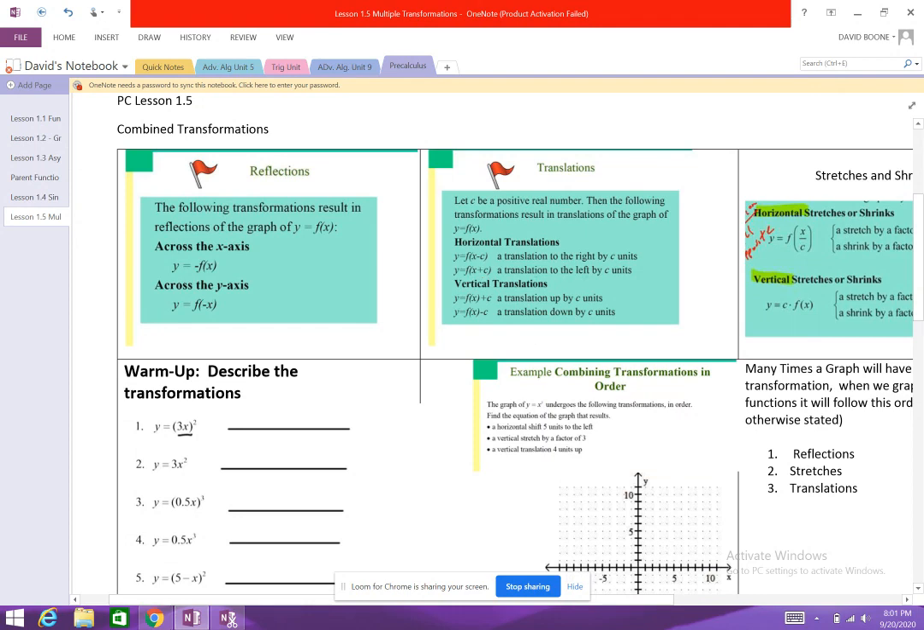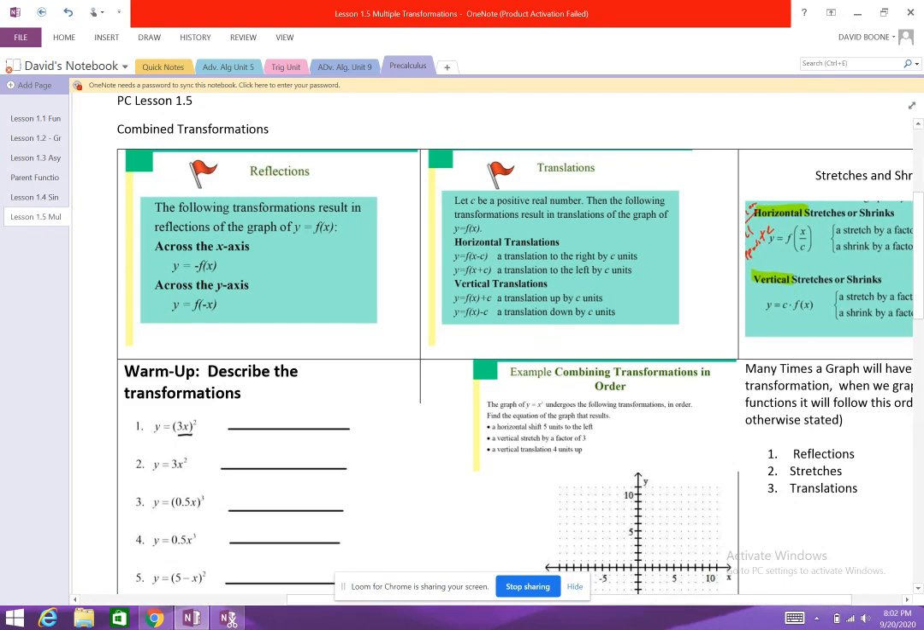If it's outside the parentheses, then that's going to be a vertical translation, moving it up or down. And that one does it as is because it's not inside the parentheses. So think of this as moving up c units, and this would be down c units.